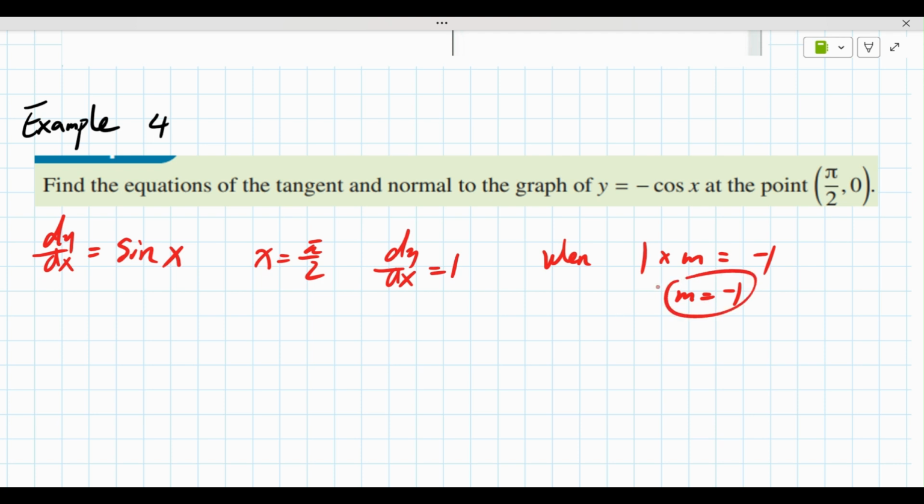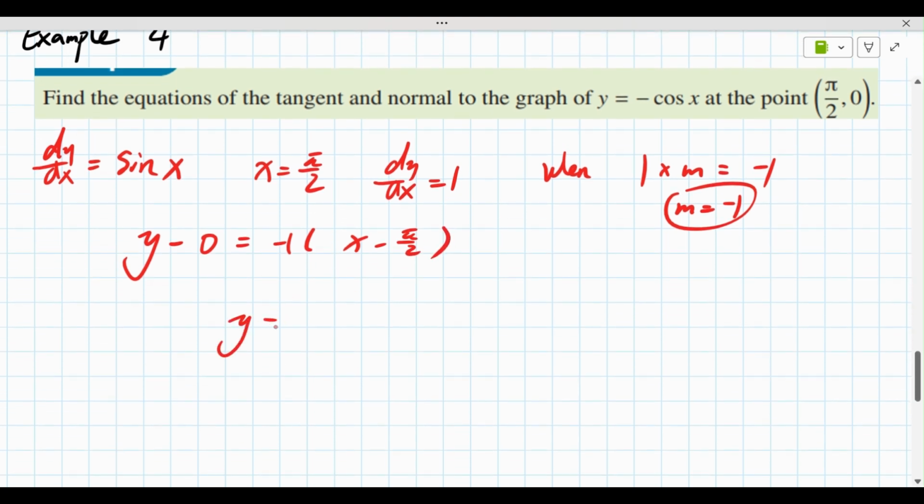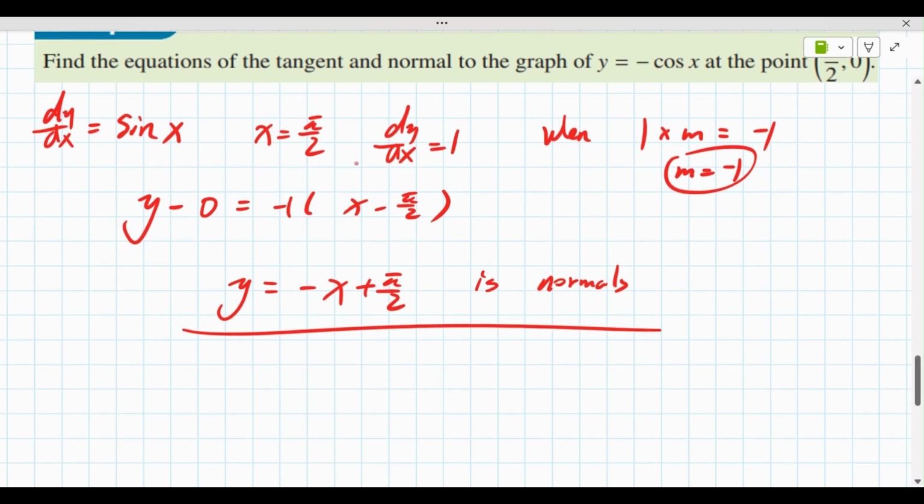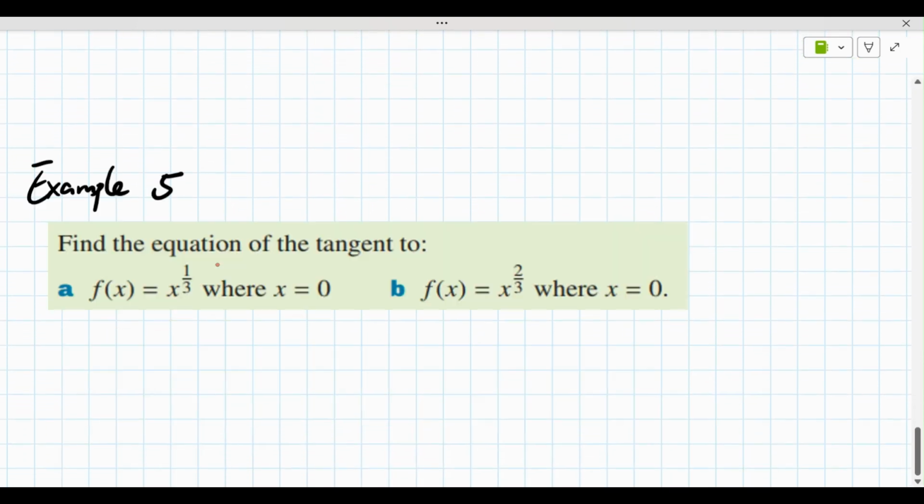As I said, my mistake again. So y minus 0 equal to negative 1 times x minus pi over 2. So y equal to negative x plus pi over 2 is the normal line. If you want to find the tangent, you just substitute the gradient 1. Hopefully that makes sense.